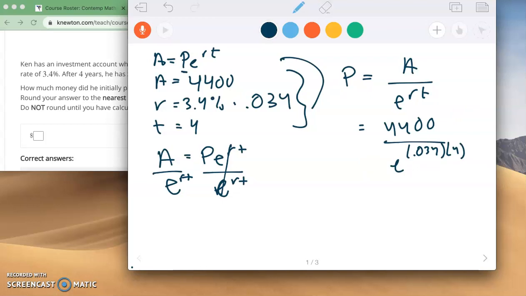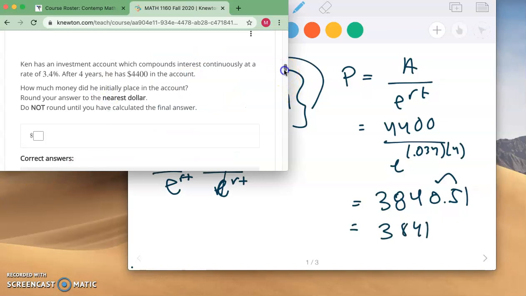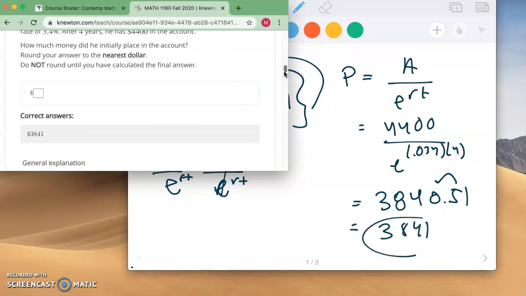Okay, so let me go ahead and type this in. We have 4,400 divided by e to the 0.034 times 4. Double check that I typed it correctly, and I get 3840.51. And I'm not done. This needs to round, right? We need to round to the nearest dollar, so that gives us 3,841. Let's double check the correct answer. 3,841. All right.